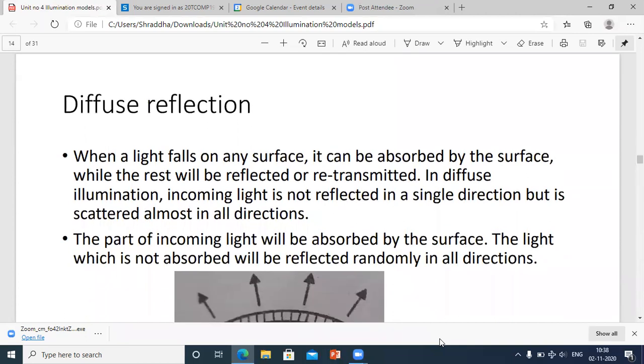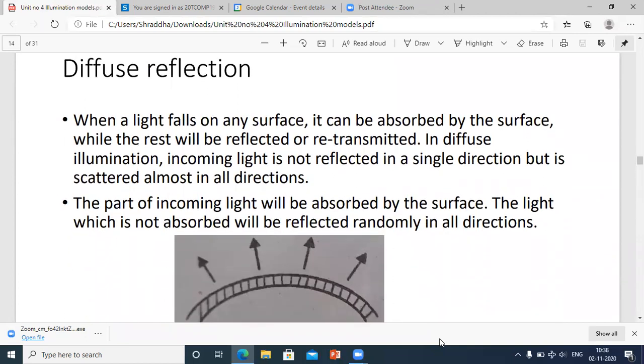Now the next is diffuse reflection. This we will see in the next part.